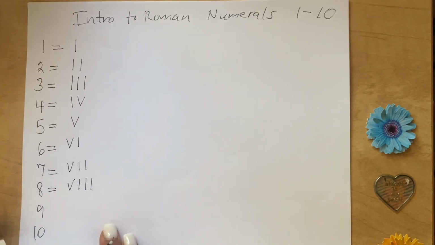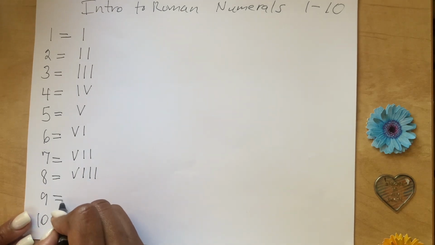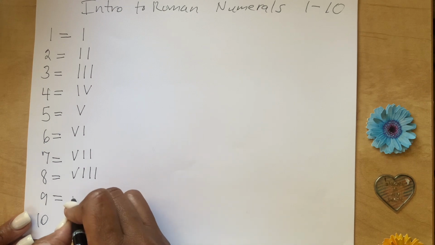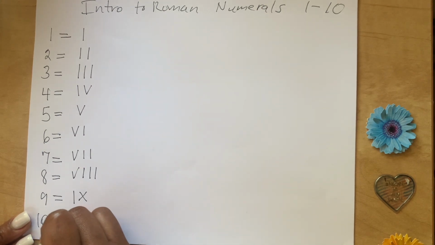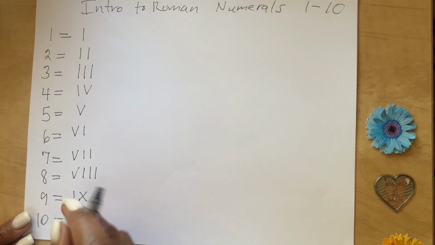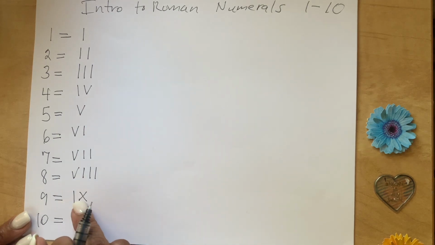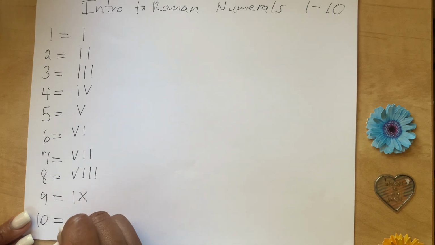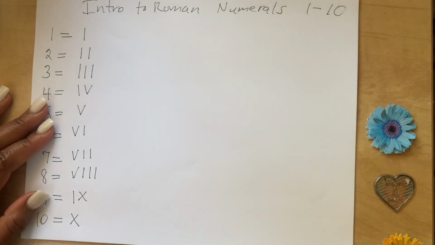Okay, and let's look at 9. So we have 9, it switches up again. We're looking at IX, and you'll see why when we get to 10. This IX is really one number before 10. You can guess what 10 would be, right? If it's one number before 10, it's 10. It's X. Okay, so that's 1 through 10.